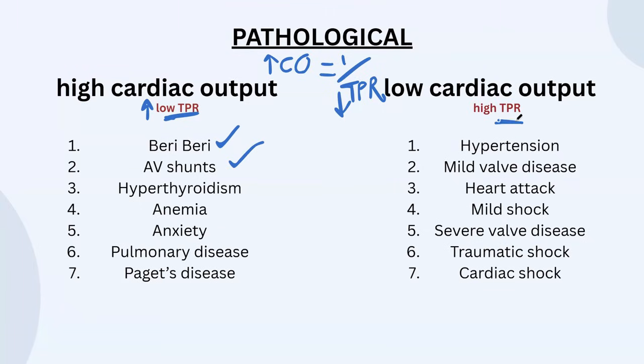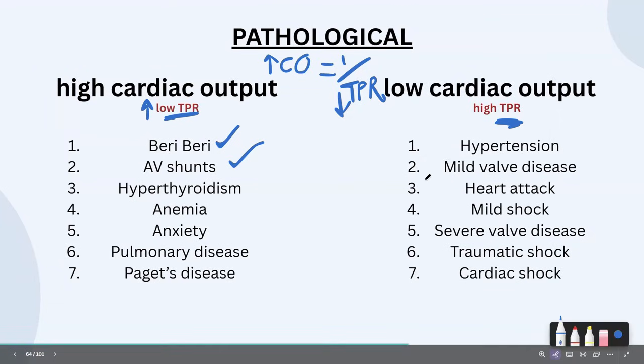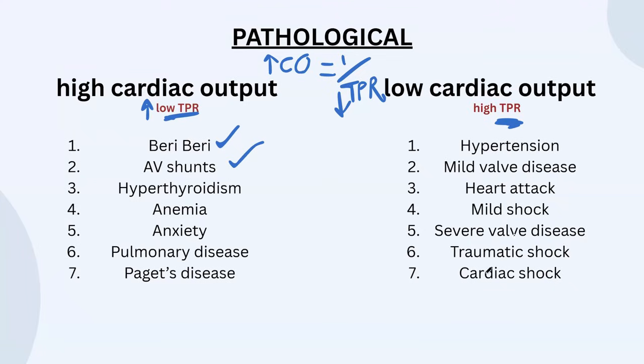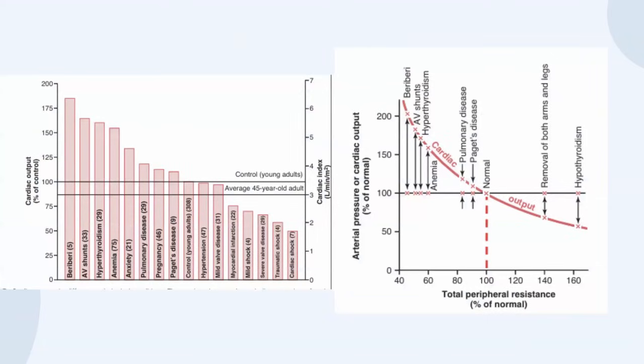In cases with high total peripheral resistance, for example people who have hypertension, valve diseases, who have experienced heart attacks or shocks, or who go into cardiac shock, they're going to have increased total peripheral resistance and a low cardiac output. So remember this. This is just a diagrammatic explanation.